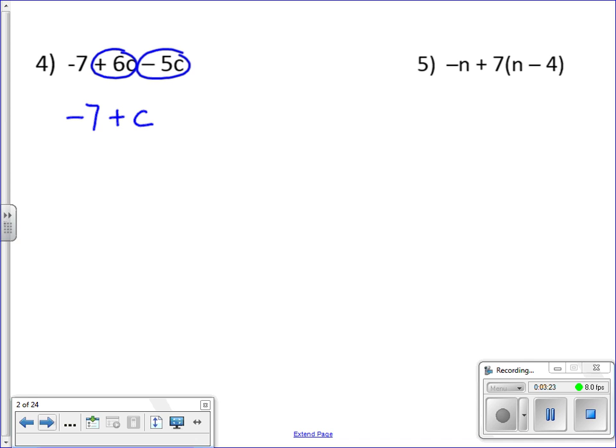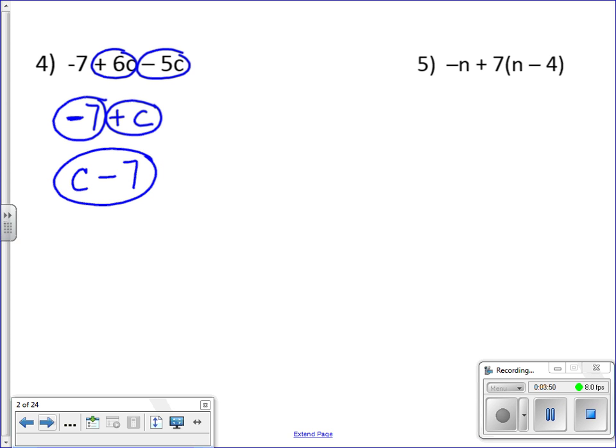In addition, though, to switch that around to put the c first, because, again, the variable should be first, or the term with the variable should be first. So look at the integers we have. It's a positive c. It's a negative 7. So that's going to be c minus 7, because that negative sign right here becomes the minus sign in our answer. So this is my final answer. If you left it as negative 7 plus c, that's okay.